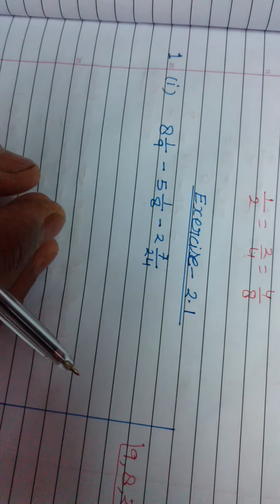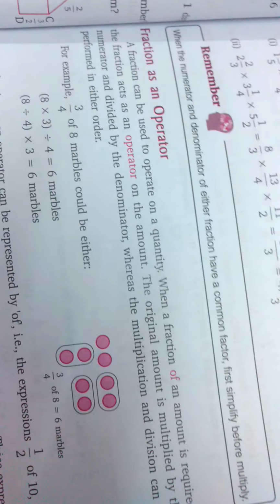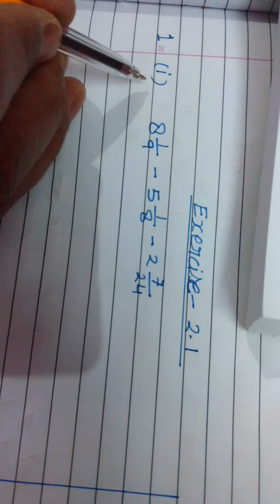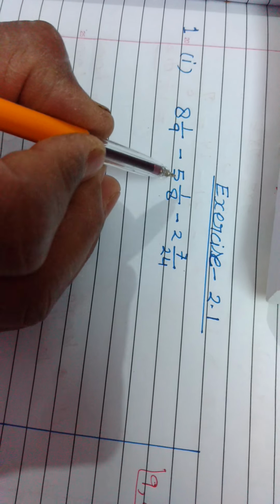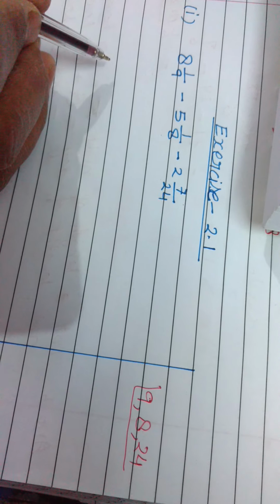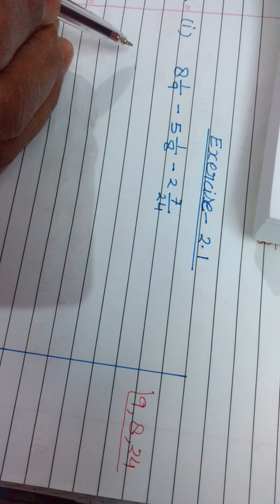So now let us solve exercise 2.1. First question 1, first part I have written. So this is 8 1 by 9 minus 5 1 by 8 minus 2 7 by 24. So these are mixed fractions.